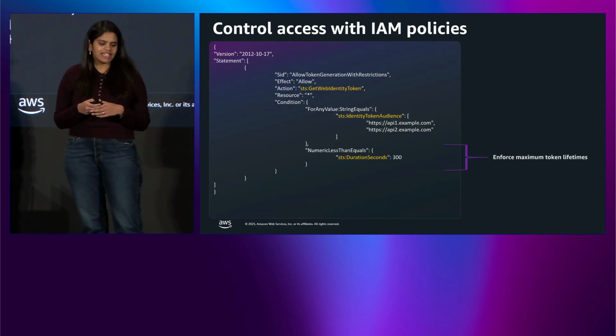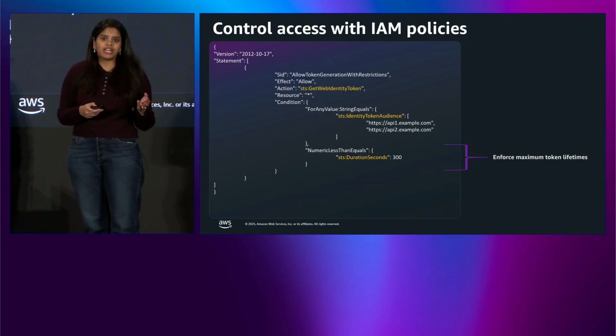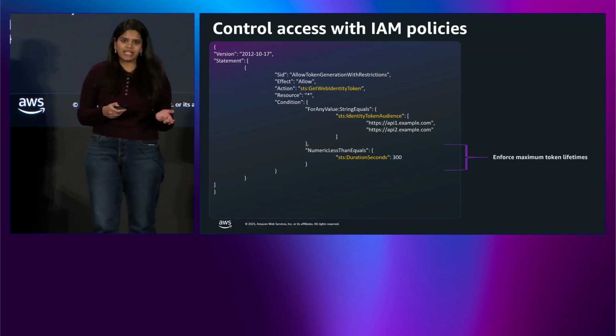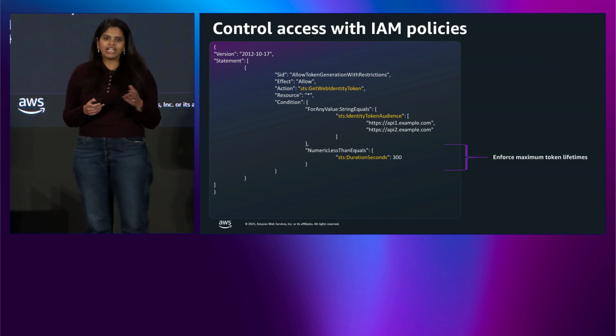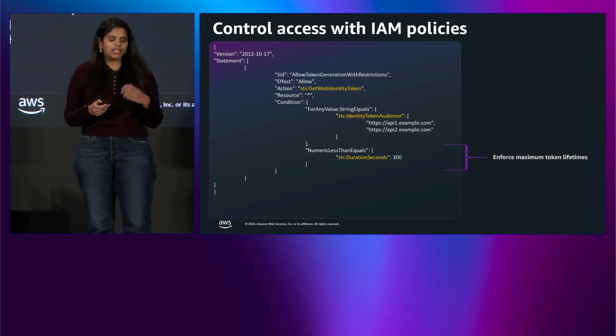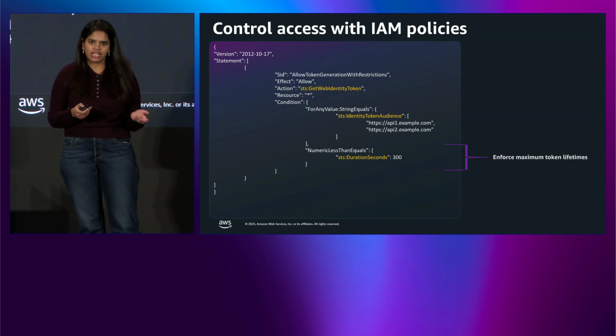We also have the STS duration seconds. This condition key can be used to enforce maximum token lifetimes. Tokens are valid for 5 minutes by default, but the token lifetime can range anywhere between 60 seconds to 1 hour. And you can set maximum token lifetimes that suit your operational needs and your security requirements.